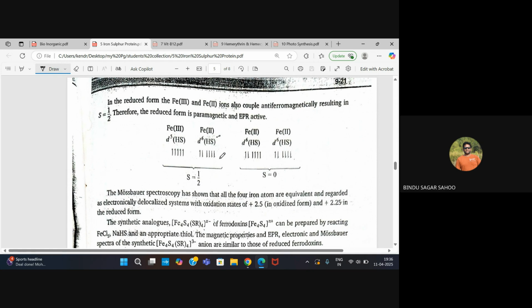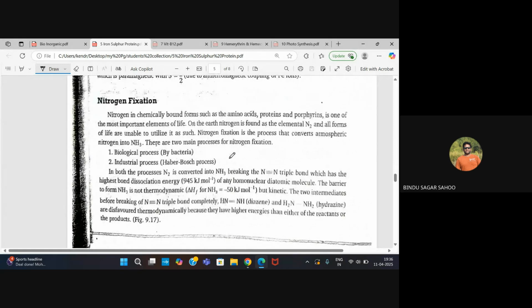Most of the questions they will ask from EPR spectroscopy are whether this protein in reduced form is EPR active or EPR inactive. In the long question also, they will ask these types of things: what is an iron-sulfur protein, what different types of iron-sulfur proteins are available, and explain whether these are EPR active or not in the oxidized form and in the reduced form. So this is all about iron sulfur protein.